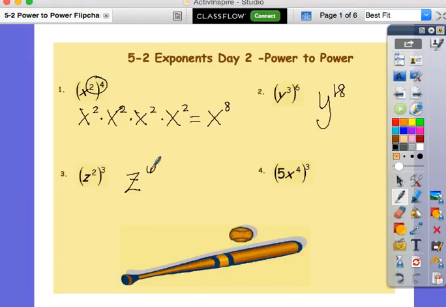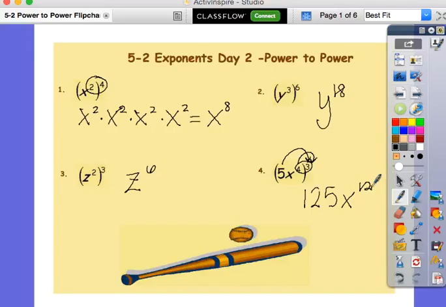So the first thing you have to do is you have to do 5 cubed first. Okay? So 5 times 5 times 5, which would be what? 125. And then x to the fourth power cubed, and we just learned that we can multiply those exponents and get x to the 12th power. Okay? So don't forget about that coefficient.